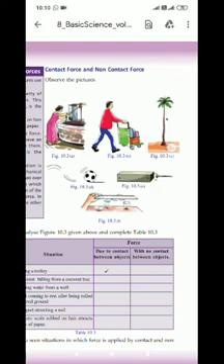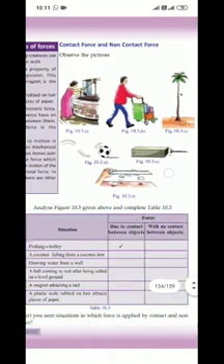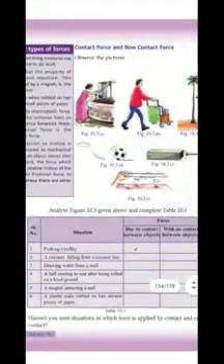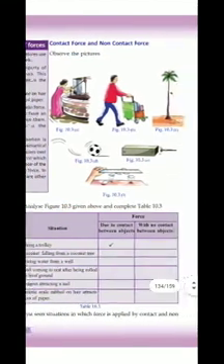The woman pulling water from the well, it is contact force, muscular force. And the second picture also is muscular force, the person pushing the trolley, that is also contact force. Another contact force we have discussed is frictional force, isn't it? What is frictional force? That also I have mentioned in the previous session.